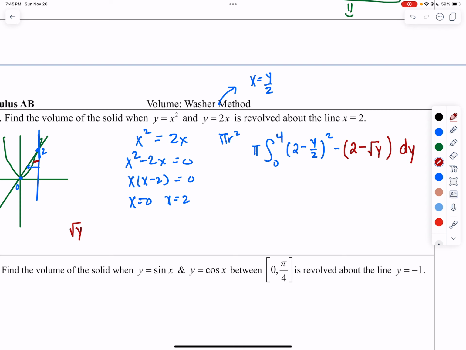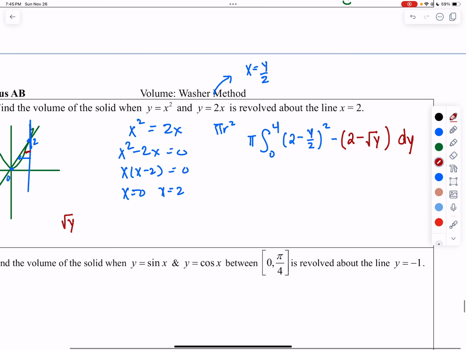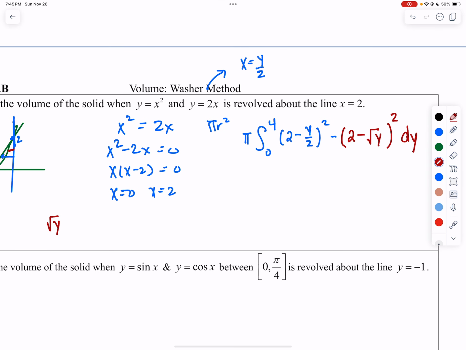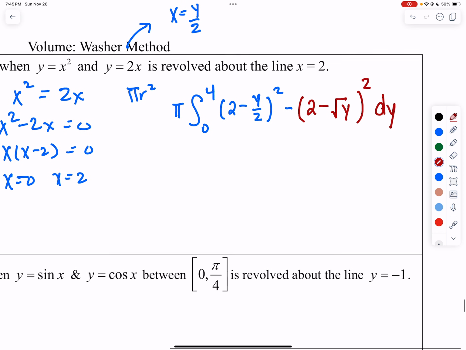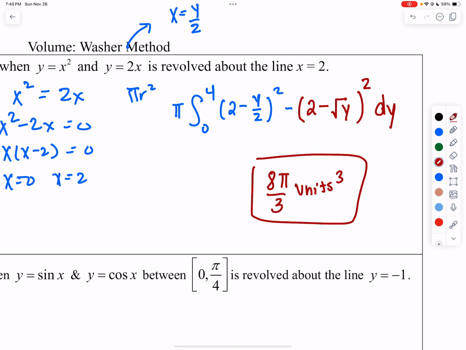All right, it tells you to use a calculator for this, so I'm not going, oops, don't forget to put the square. I'm not going to ask you to take the antiderivative of this. It's possible, but it's going to get messy. But you should get 8/3 pi units cubed if you do it correctly.